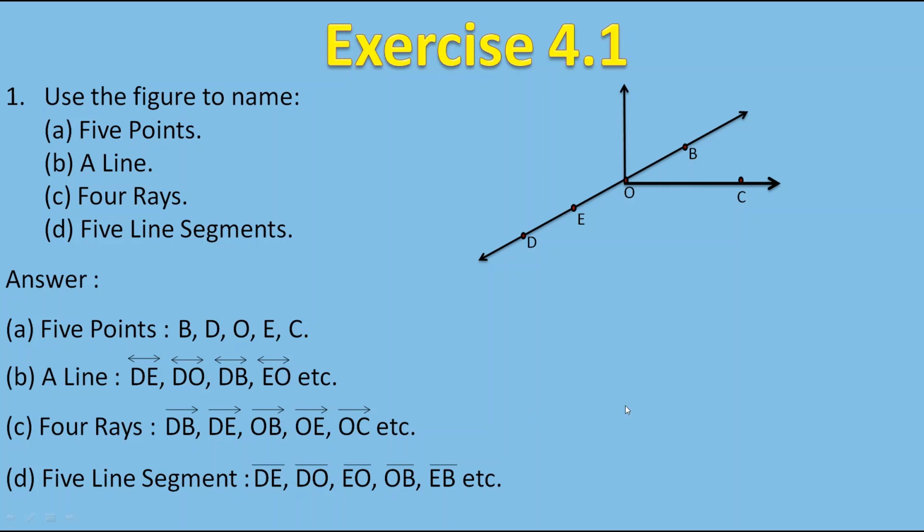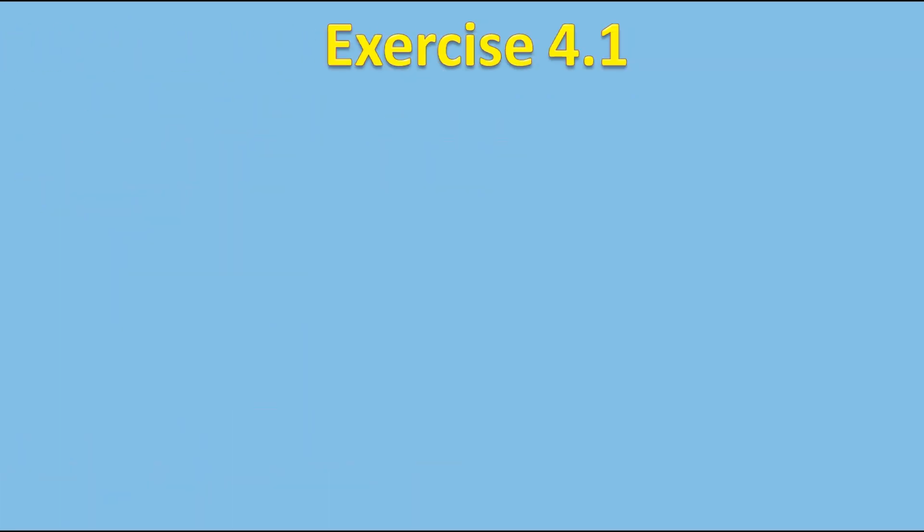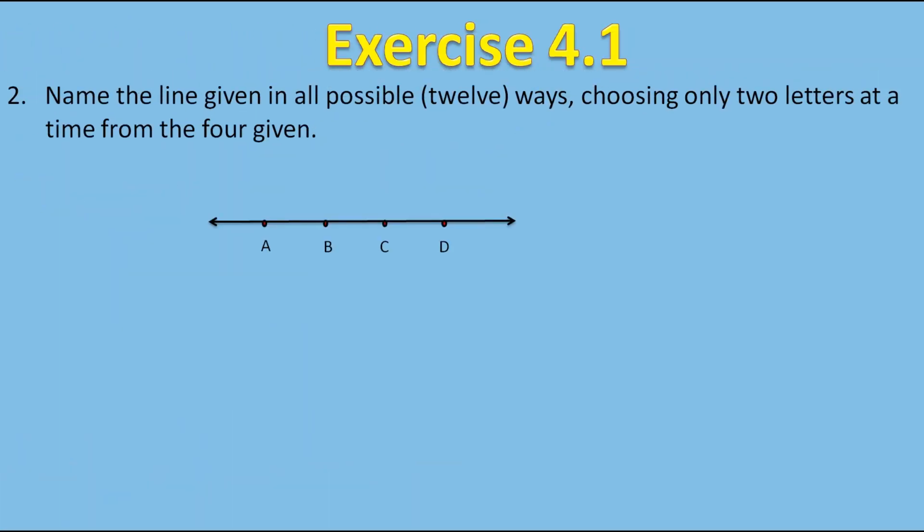Okay, now let's move to the next question. The next question is, name the line given in all possible 12 ways. Name this line in all possible 12 ways, choosing only 2 letters at a time from the 4 given. Here they have given 4 points. We can choose only 2 letters at a time and we have to name this line. So let's answer this question.